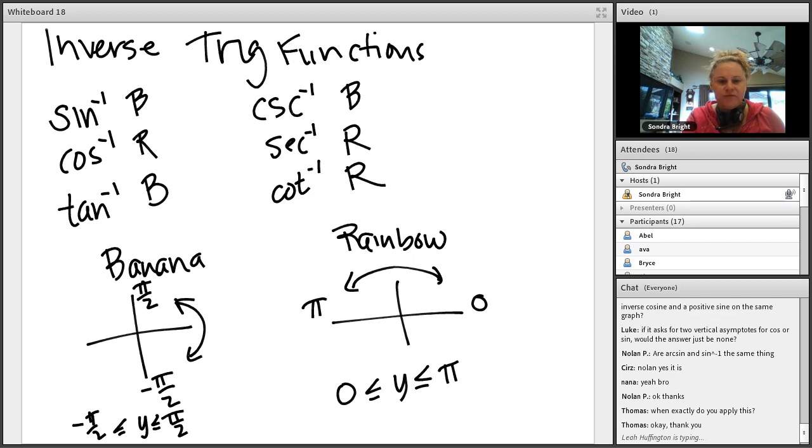Arc sine and inverse sine are the same thing, yes. So arc sine is the same thing as inverse sine. Two different ways of writing it, but they mean the exact same thing. Okay. Page 238, number 27.